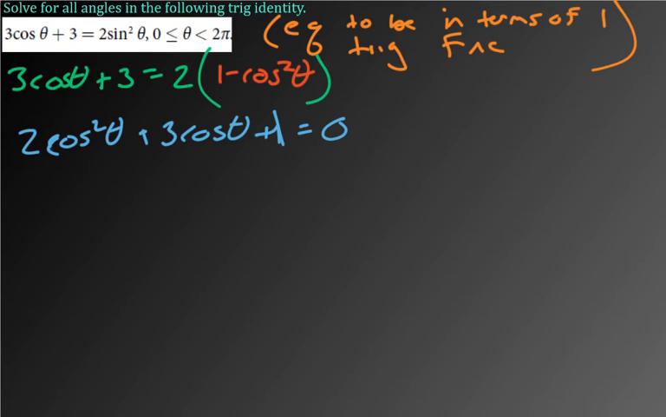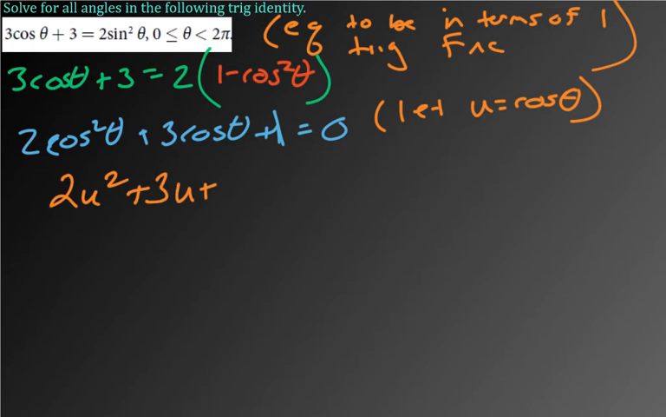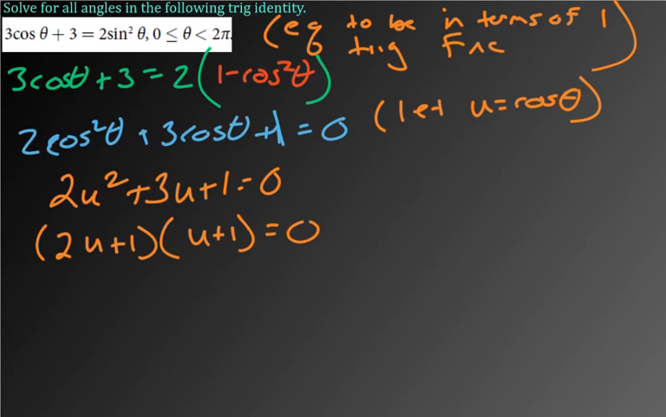To proceed further, basically, this is like a U sub problem. The way you want to think about this is basically like let U equal cosine theta, okay? If you let U equal cosine theta, then you're just going to get 2U squared plus 3U plus 1. And now we're very used to solving quadratics like this. This one factors 2U plus 1, U plus 1. And then it's looking like U is negative a half or negative 1, okay?